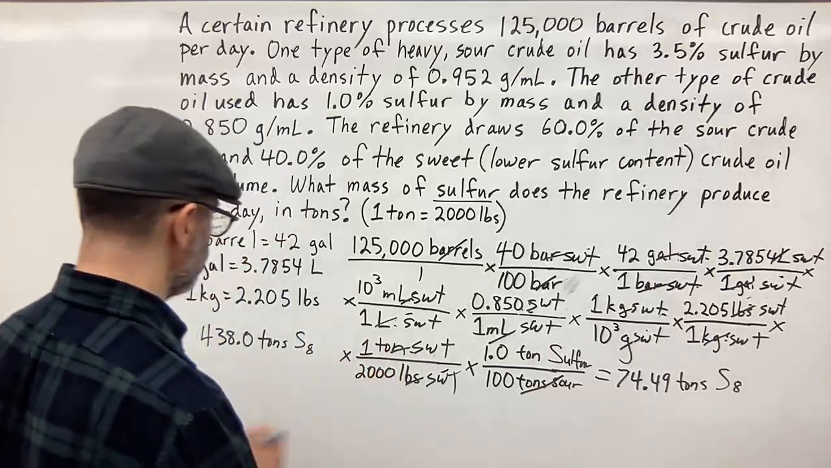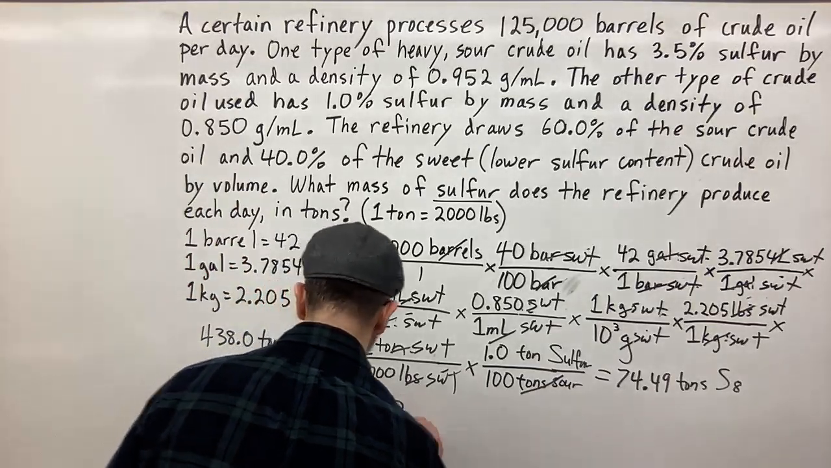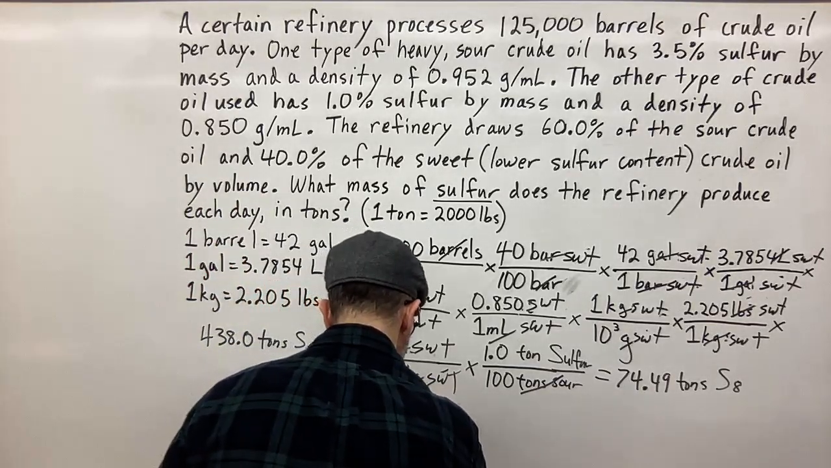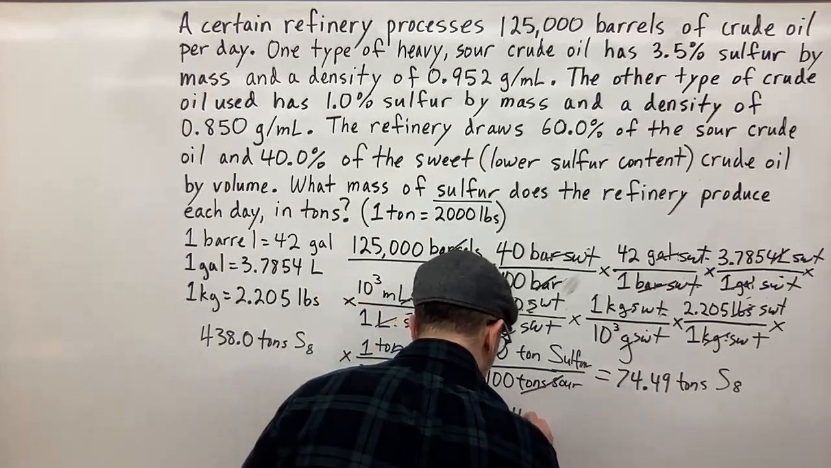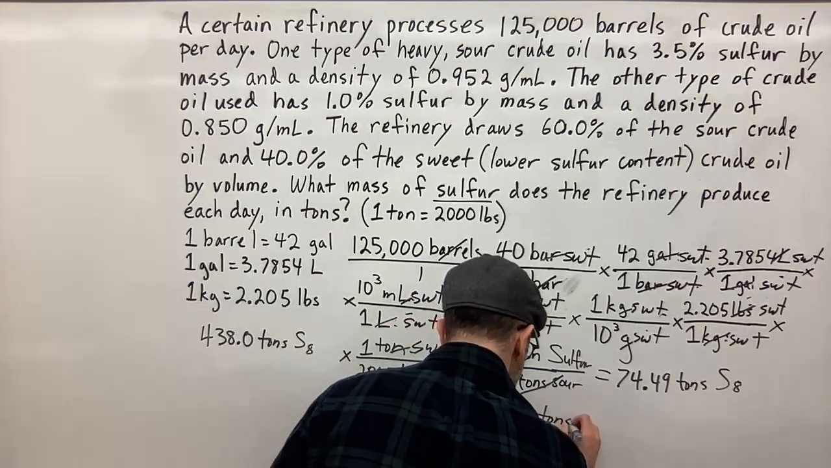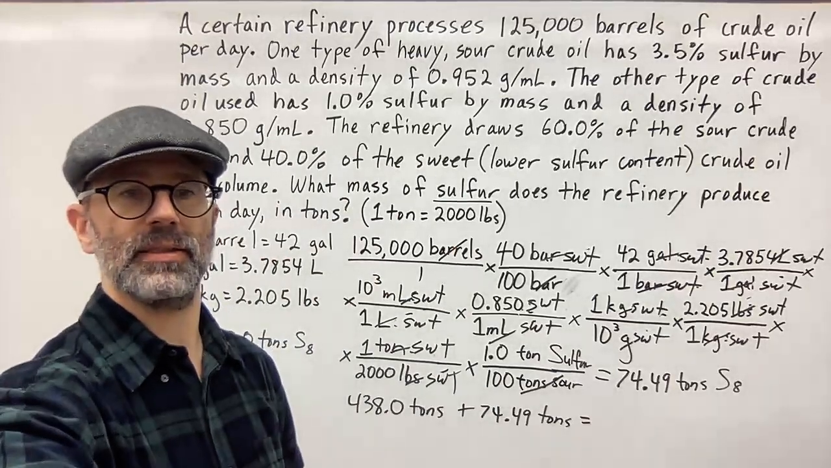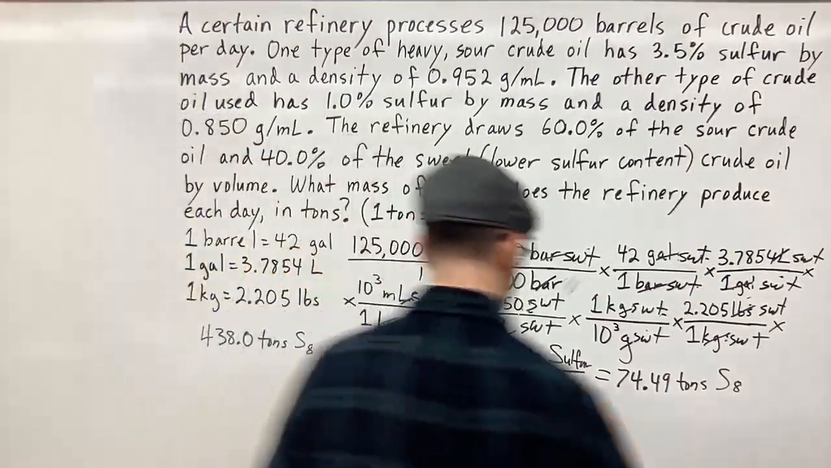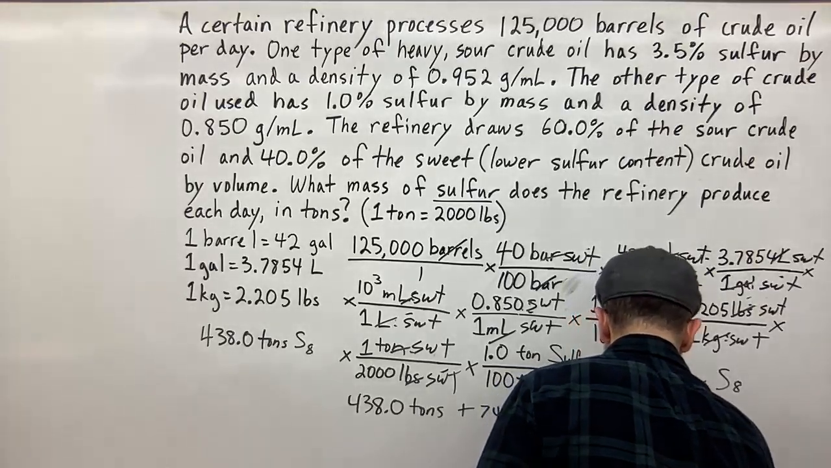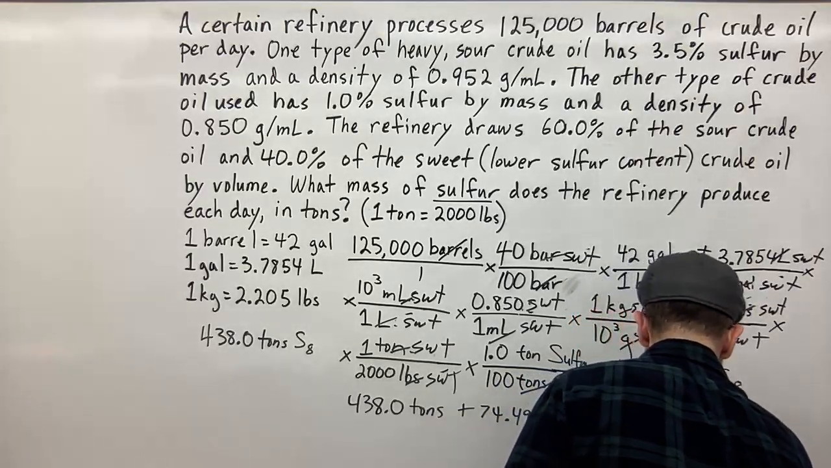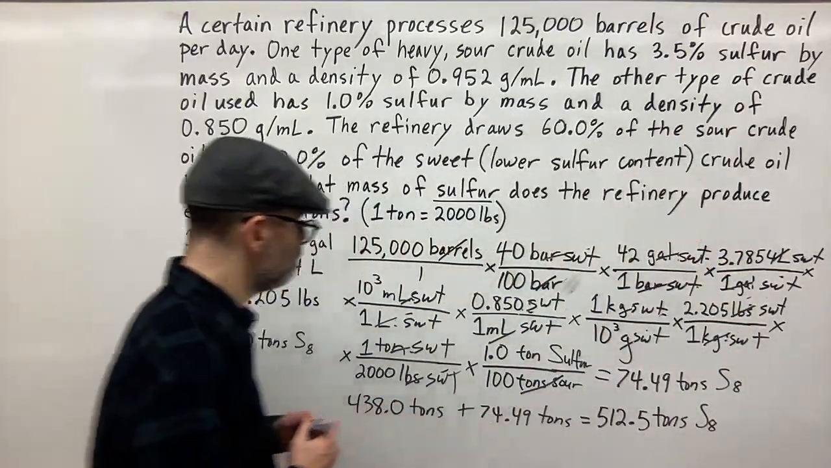Okay, so what's the total amount of sulfur? We just add these together. So it's going to be 438.0 tons plus the 74.49 tons of sulfur. And when we add that together, we get 512.5 tons of sulfur.